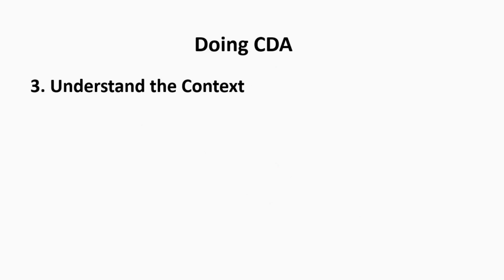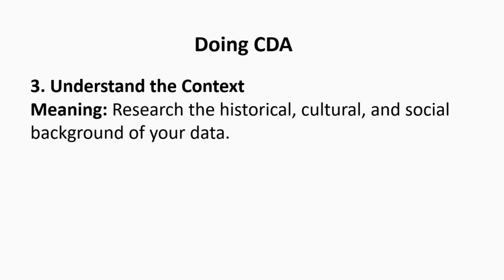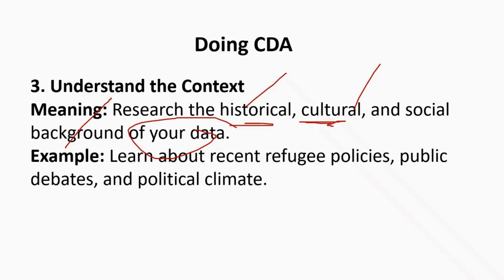Next one is to understand the context, meaning the historical, cultural, and social background of your data. What was the historical background of the article being published? What was the cultural significance? And what was the social background? For example, learn about recent refugee policies, public debates, and political climate before analyzing the newspaper articles representing or framing refugees.